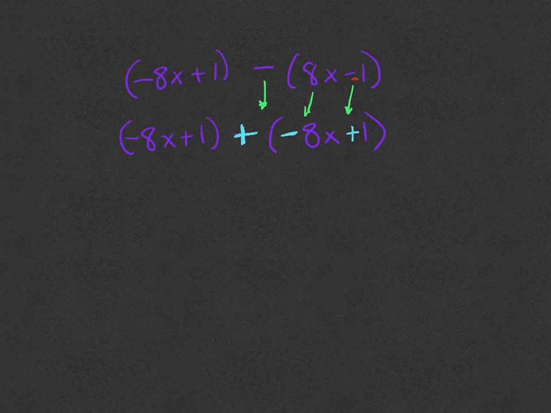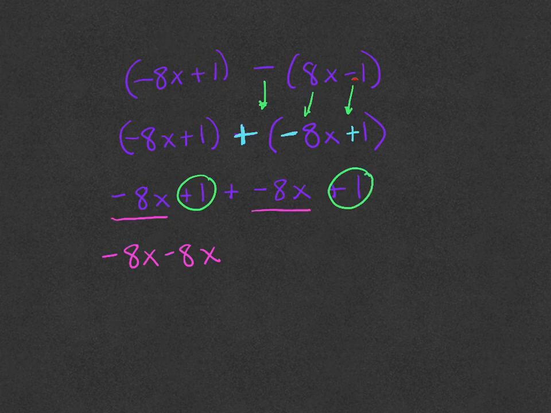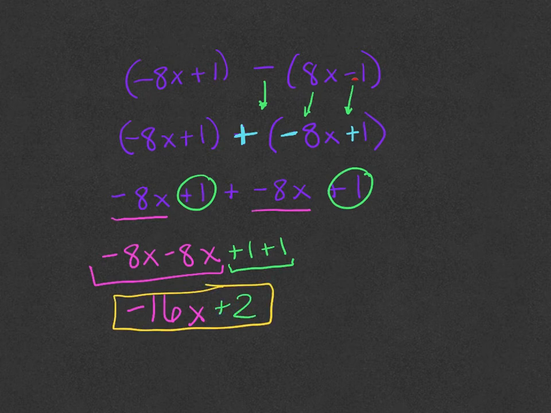All right, so now that it's adding, now we just have to get rid of the parentheses. So I have negative 8x plus 1 plus a negative 8x plus 1. Combine like terms, so I have a negative 8x and a negative 8x. So I'm going to put them next to each other first, and then I have a plus 1 and a plus 1. So negative 8x and a negative 8x is a negative 16x. And then the plus 1 and the plus 1, well, that's plus 2. And that's my final answer, negative 16x plus 2.